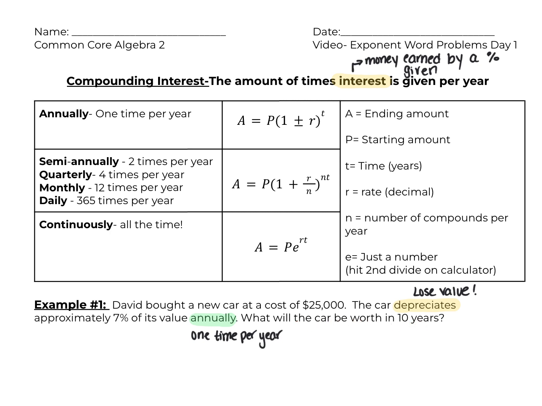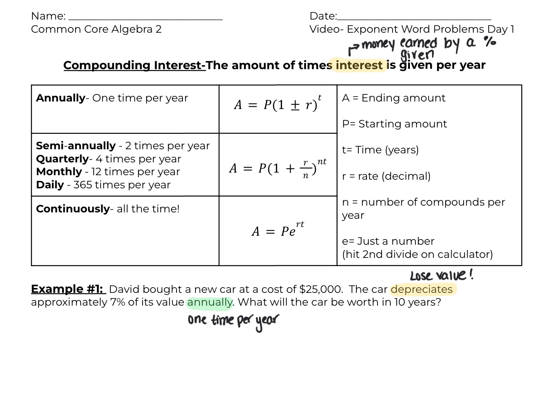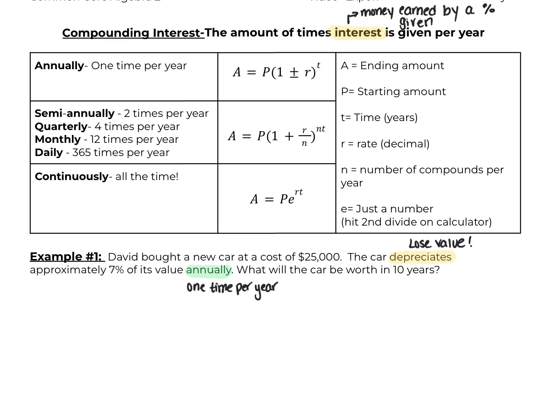So there's a formula that you can use to solve this. If the problem says annually or says once a year, then you're going to use this formula. So let's write down the formula underneath. We've got A equals P times 1 plus or minus R, to the T power. The A is the ending amount, P is your starting amount, T is your time in years, and R is your rate expressed as a decimal.